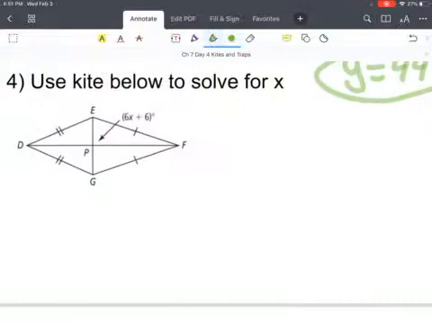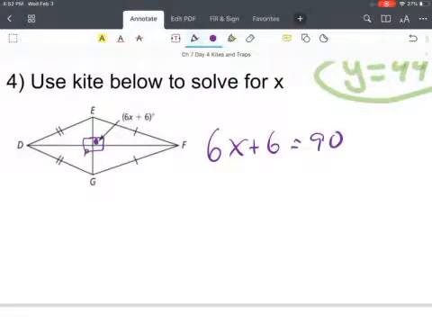For the next kite question, I'm looking for this angle right in here, and I need to remember that diagonals are perpendicular to each other, which means that that angle must be a 90-degree angle, so 6x plus 6 equals 90. Subtract 6. And then when I divide by 6, x equals 14.